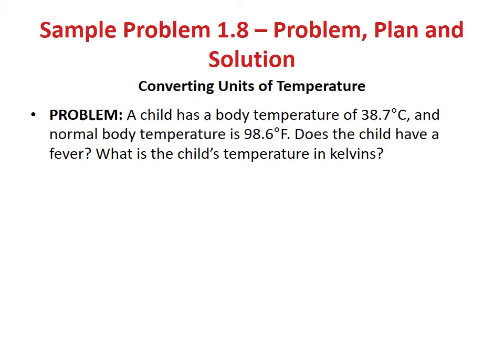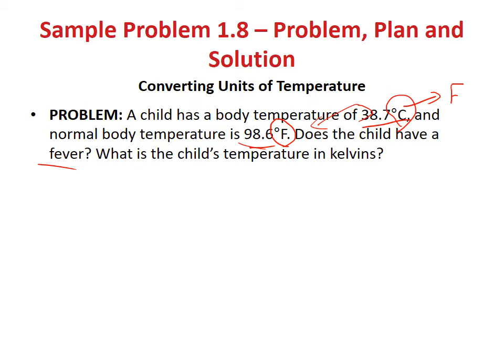Sample problem 1.8. A child has a body temperature of 38.7 Celsius and the normal body temperature is 98.6 Fahrenheit. Does the child have a fever? And what is the child's temperature in Kelvin? To find out whether the child has a fever, we need to compare these two temperatures, but they have different units, so we need to convert Celsius to Fahrenheit and then compare with the normal temperature. If it is above it, then the child has a fever.